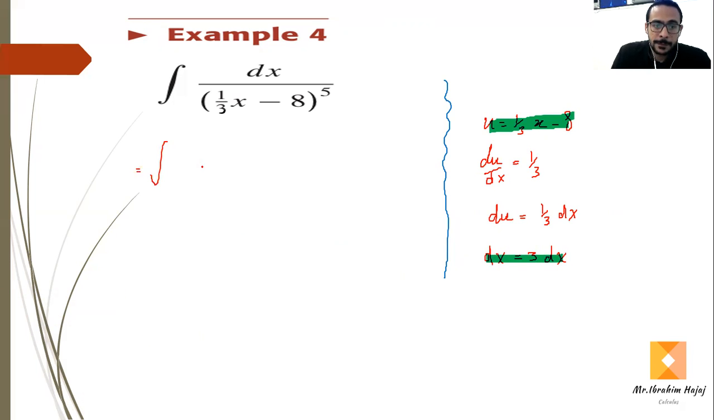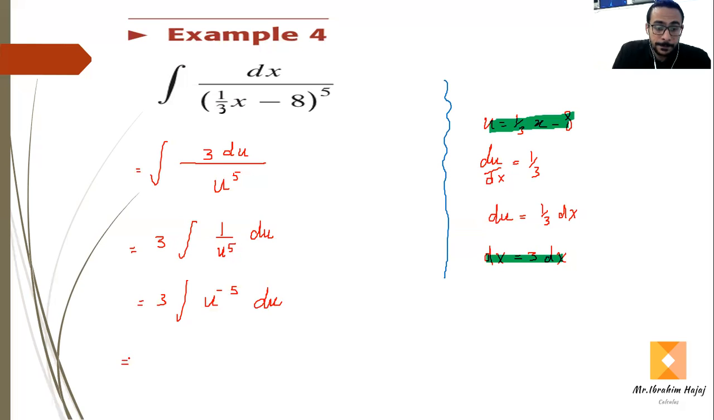The integral is going to be 1 over u to the power of 5 times 3 du instead of dx. We can take the 3 outside, and then the integral of u to the power of negative 5. Let's write it 1 over u to the power of 5 du so it's clear, and we flip it up. So the integral is u to the power of negative 4 over negative 4.